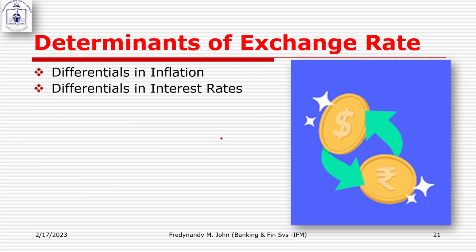Now, the second determinant of exchange rate is differentials in interest rate. What is interest rate? In simpler terms, an interest rate simply means a price. Okay, interest rate simply means a price of a loan. That is the return that the lender will earn if they are to invest their money. Now, why can interest rates determine an exchange rate of a certain country?